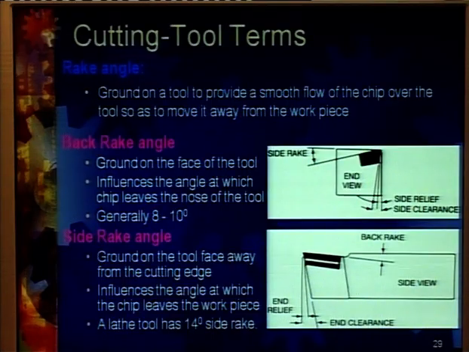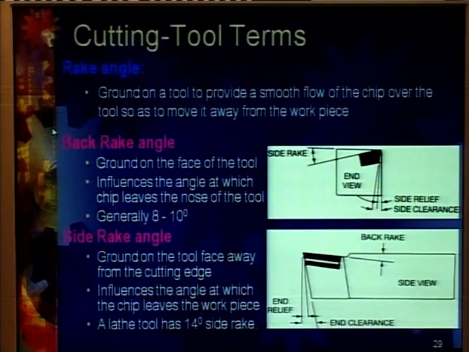Other angles which are very important are rake angles. Again, there are two rake angles: one is the back rake angle and the other is the side rake angle. If we look at these two pictures, this particular angle is the side rake angle, and this is the side relief angle. Similarly, here it is the back rake angle given to the face, and this is the end relief angle. The rake angles are ground onto the tool to provide a smooth flow of the chips over the tool, so as to move them away from the workpiece.